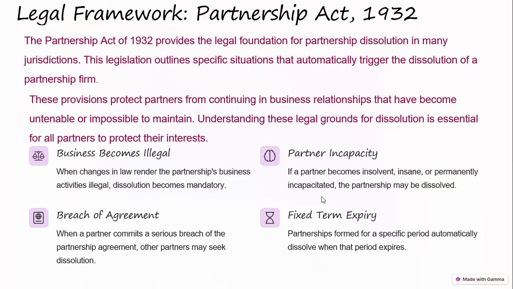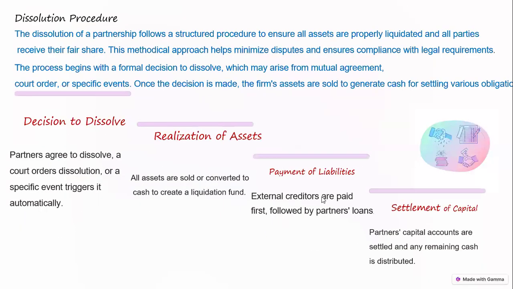The first one is the business becoming illegal, or any of the partners becoming incapable, or there is any breach of agreement among the partners under which the partnership is framed, or the expiry of the time period for which the partnership is framed. So all these are the common reasons for which the procedure of dissolution will be undertaken as stated under the Partnership Act of 1932.